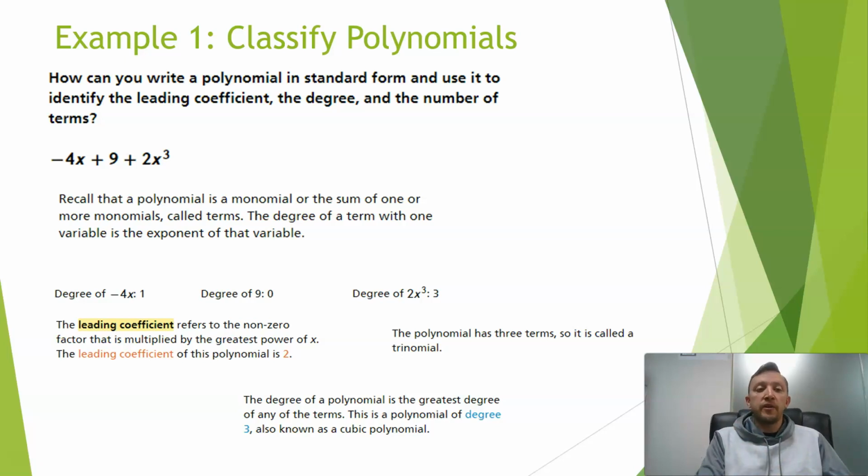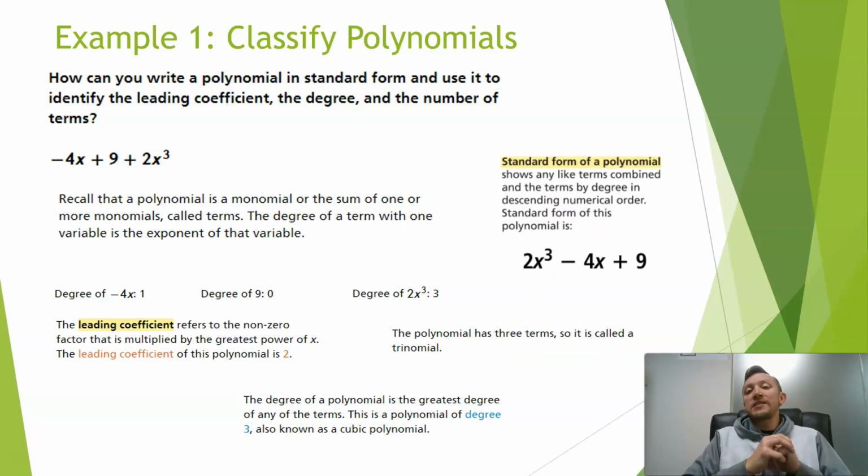You want to make sure you get this written down: the degree of a polynomial is the greatest degree of any of the terms. And so in this example, the degree would be 3. And so this would also be known as a cubic polynomial. Okay, so based on the number of terms, it's a trinomial. Based on the degree, it would be called a cubic polynomial.